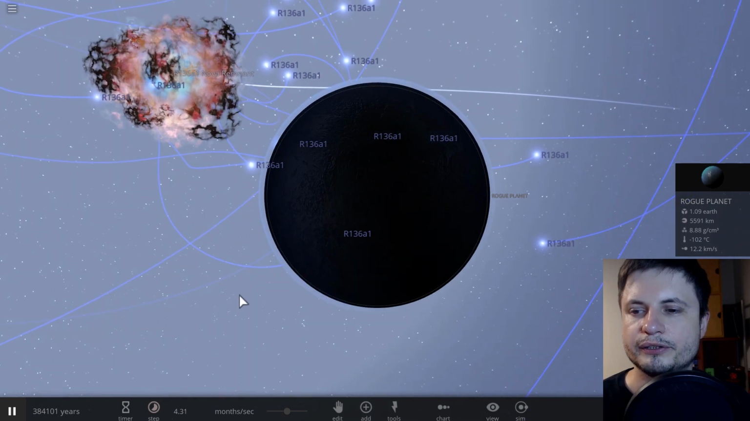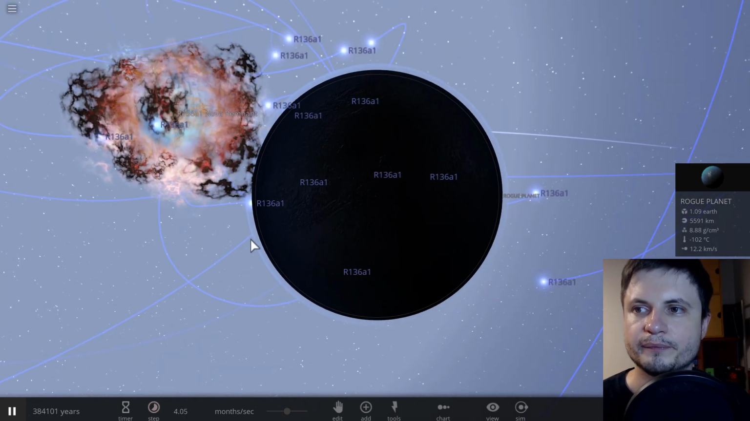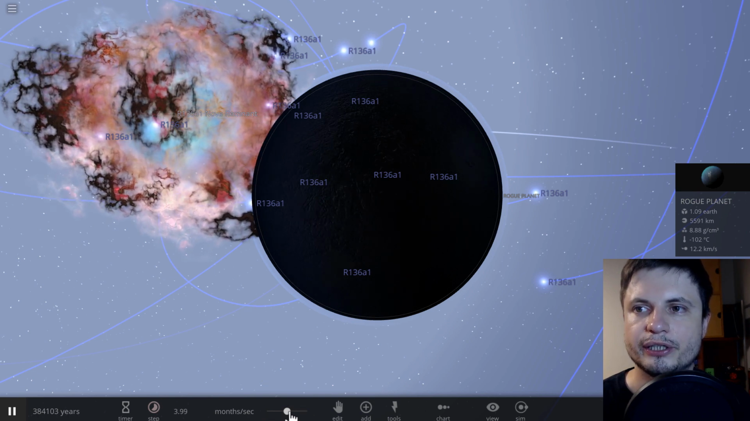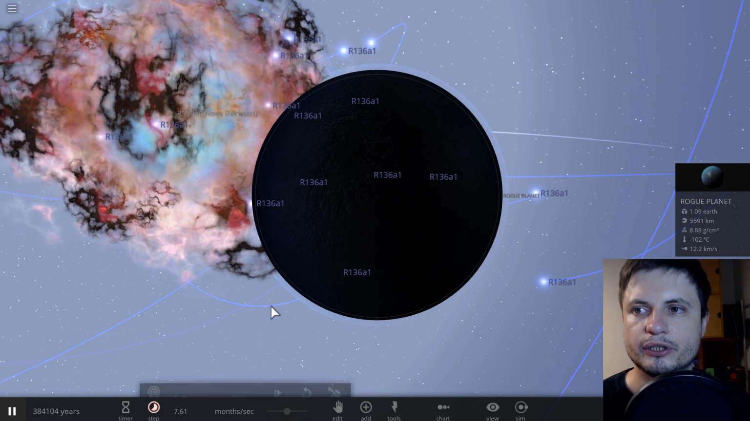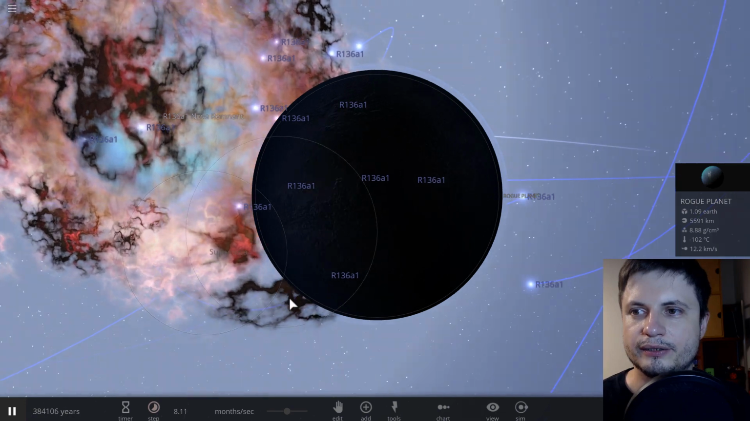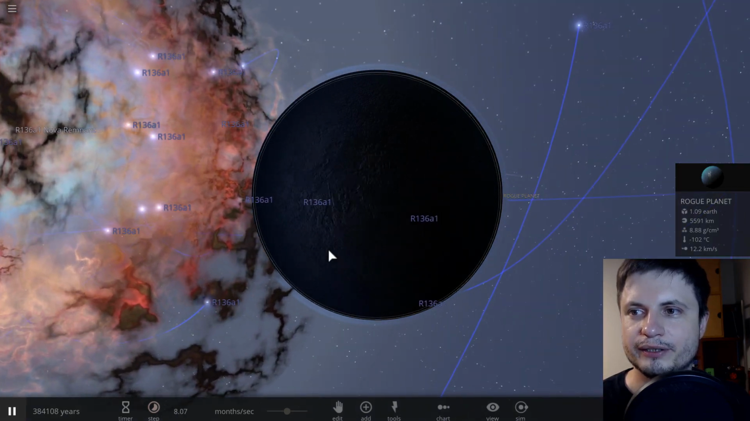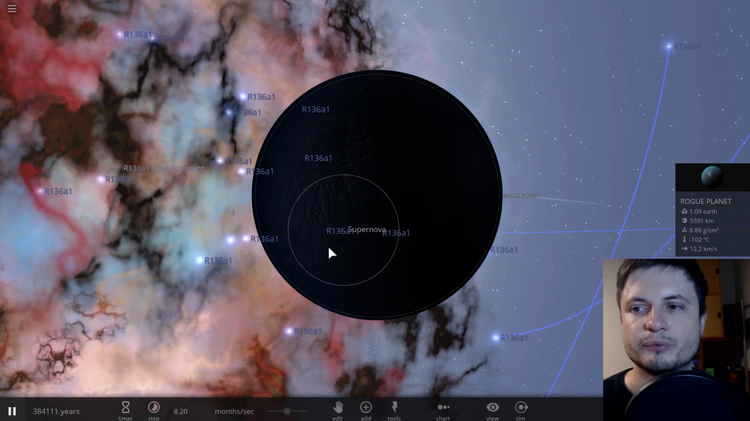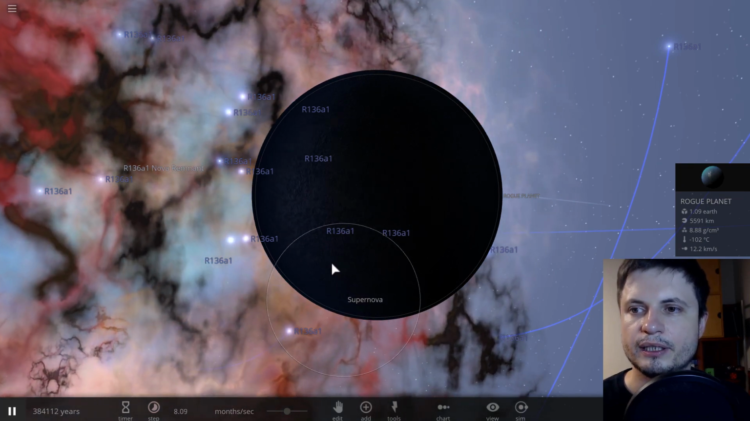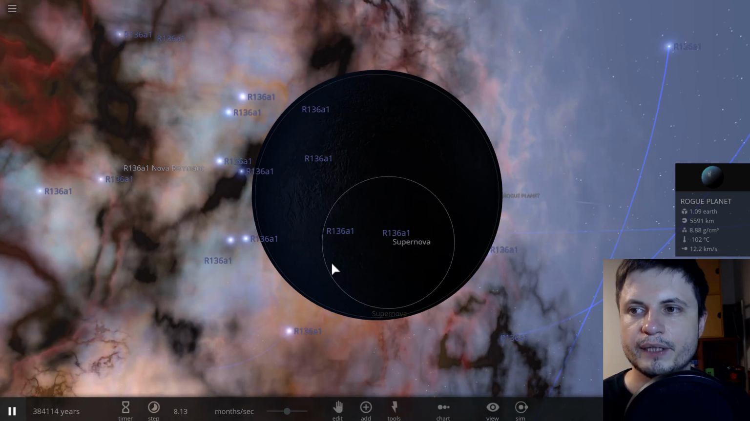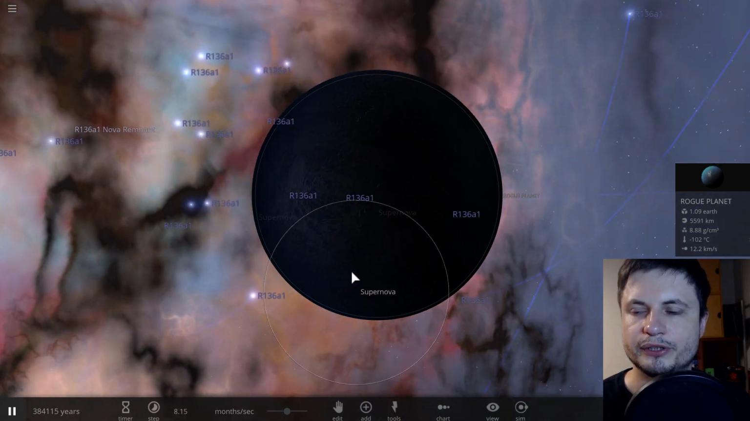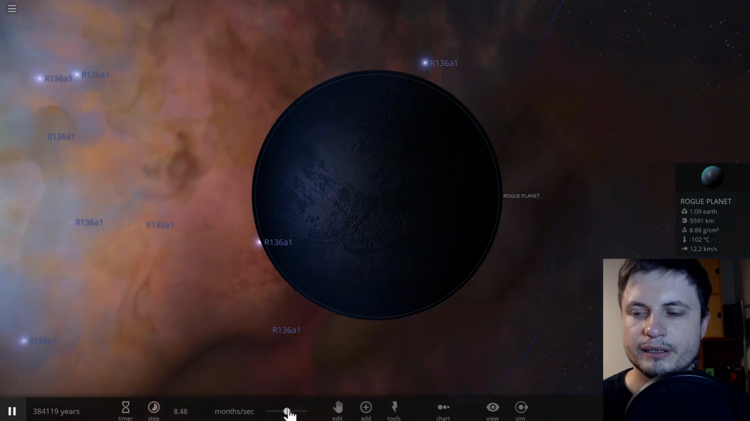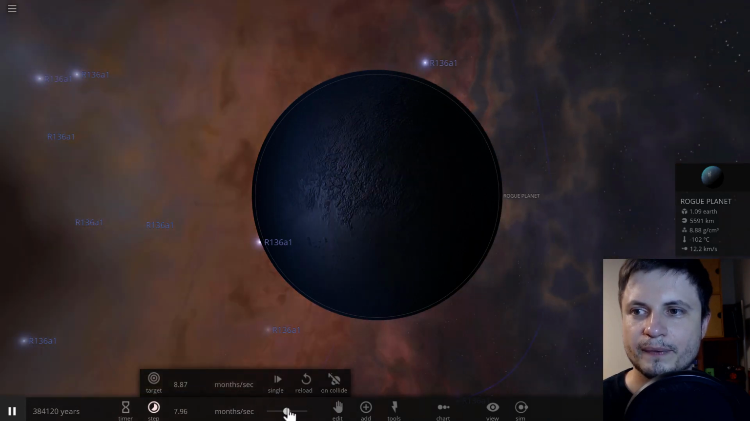So right now, this is 4 months per second, and this is about 380,000 years after the initial start. And there's a big chance right now that the planet will actually start burning, because this is really, really close to the supernova. It was maybe a few light years away, but it's close enough to cause some serious damage. Let's see if it happens. It's coming up any second now.